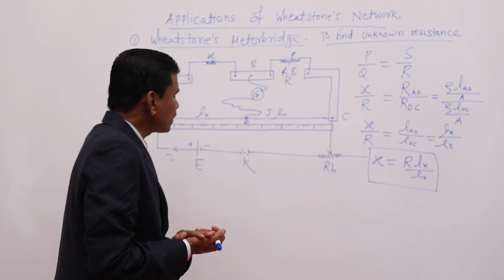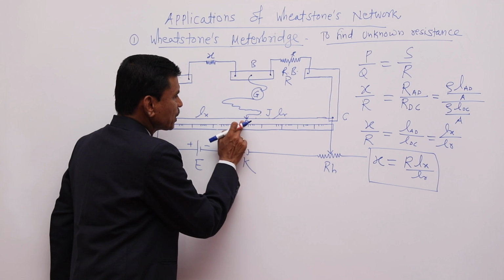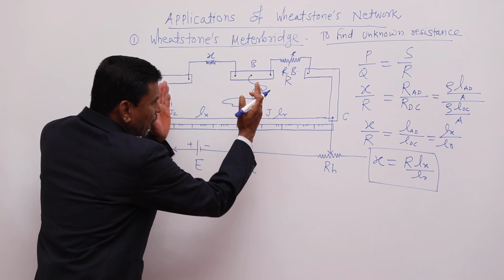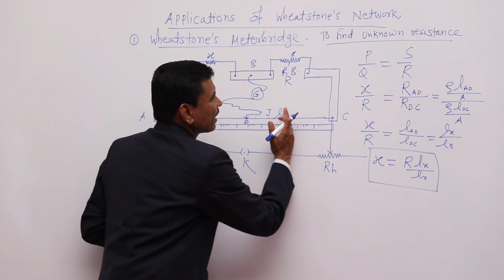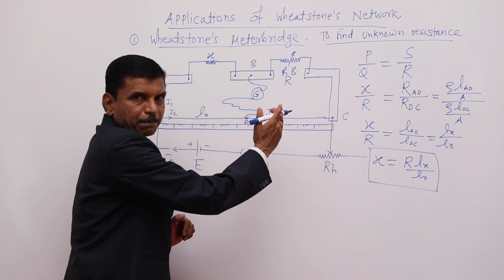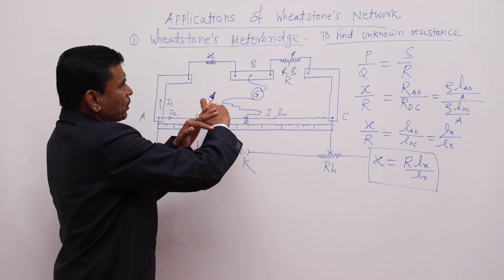In order to minimize these errors, see what we have to do. First thing, this null point D must be in the middle portion of the wire. It should not be less than 30 centimeter, and it should not be greater than 70 centimeter. Okay, first thing.